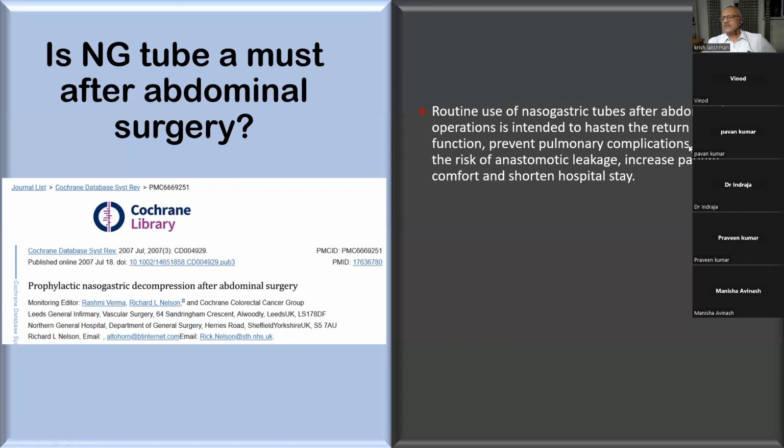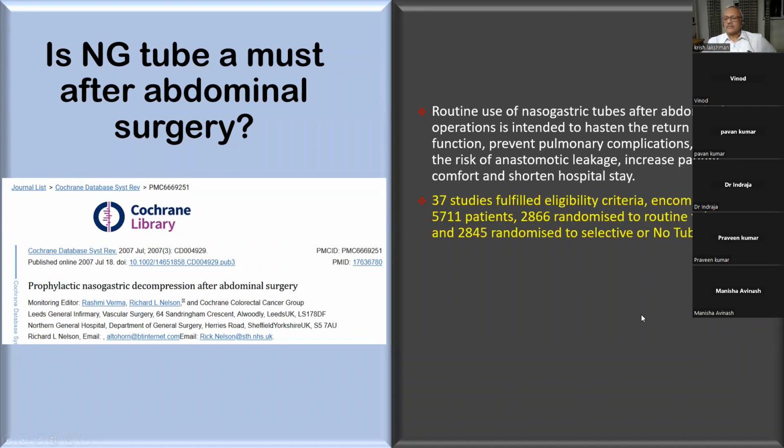You see, these are the things. Apart from a gastric ileus, you're thinking by decompressing it, you will reduce pulmonary complications, aspiration, risk of anastomotic leakage. People thought that would be less, and increase patient comfort and shorten hospital stay. People really thought that. But what is the reality? ERAS, sir. Yeah, you're talking about ERAS. That's right.